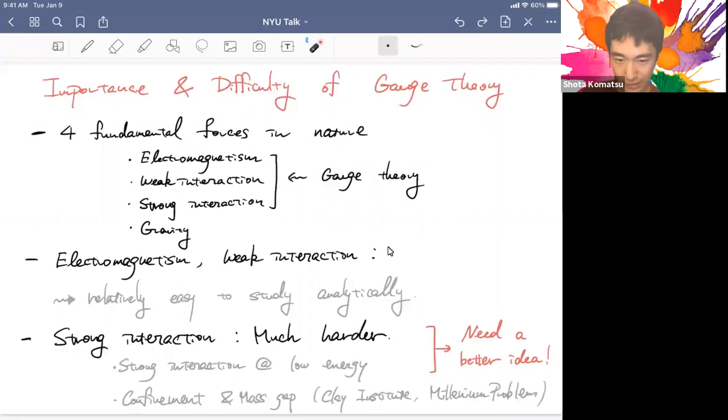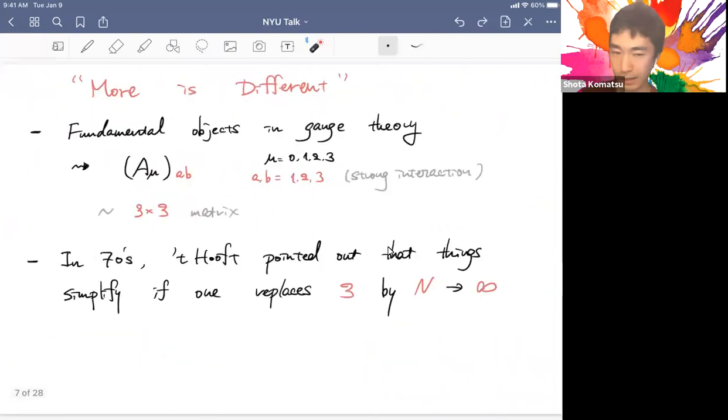Given this situation, I think it's fair to say that we need some better idea or a better method to understand the strong interaction in gauge theory. And one idea that I'm going to emphasize in today's talk was proposed originally by 't Hooft.